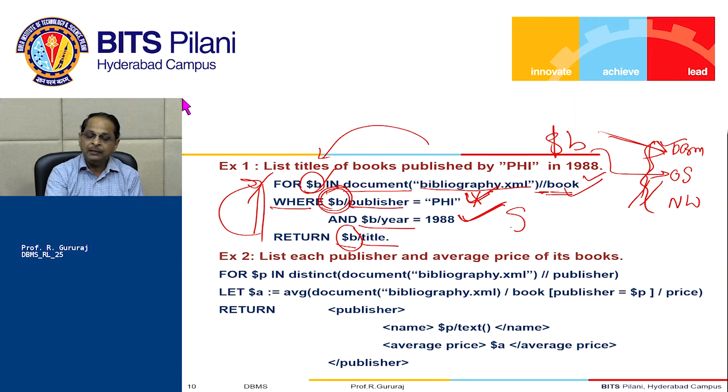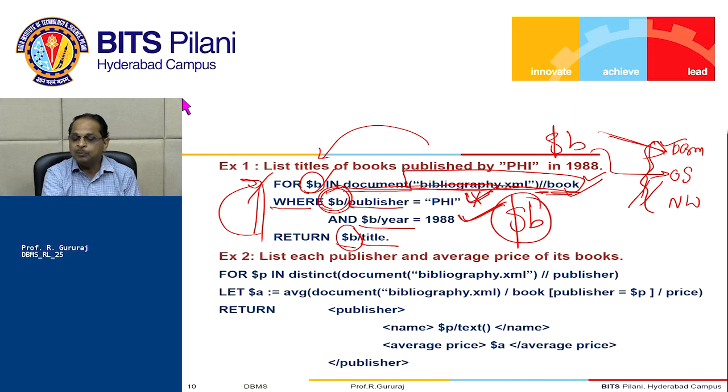That's why here $b is known as the path variable, and this is the path. This is actually an XPath. If I say document, it refers to the root node, and the root node's descendant book means anywhere down the line under the root node, if there is a book element, I will pick up all such book elements, and in each iteration, one of the elements of this collection or list is assigned to $b.